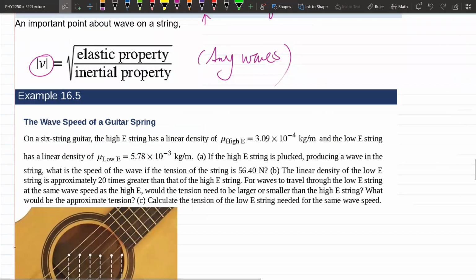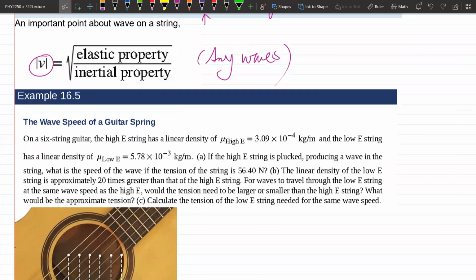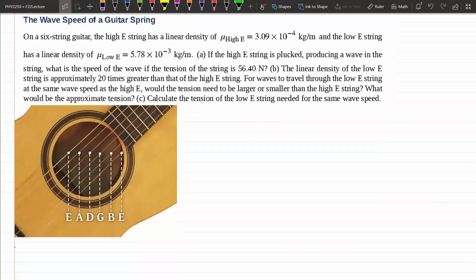Let's do a quick example using the equation we just found. We have a guitar string. With the guitar, there are actually two E strings, a low E string and a high E string. Anyone who plays guitar knows this. I didn't know this until I read it in the book a couple of years ago. You can instantly tell that the low E is a thicker string, so it has a higher mass density, while the high E is thinner, so it has a lower mass density.